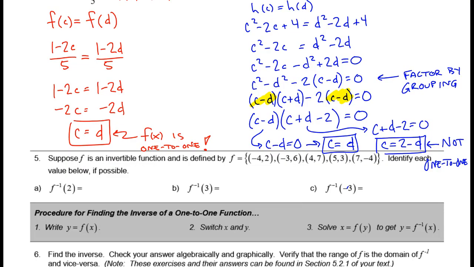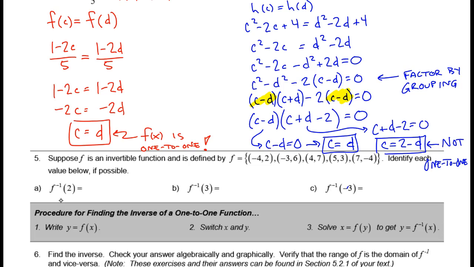All right, so example 5 is a type of problem that you will see in WebAssign, and we're given f as an invertible function, and it's defined by this set of ordered pairs. We're asked to identify each value below if possible. So let's first look at f inverse of 2. In order to find f inverse of 2, I have to remember that for a point on the graph of the inverse, I have to switch the x and y pair from points on the original graph.